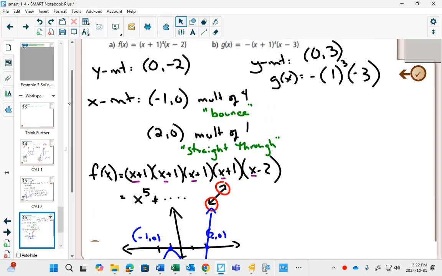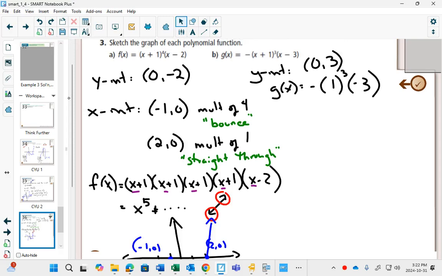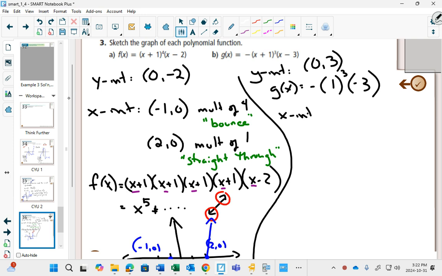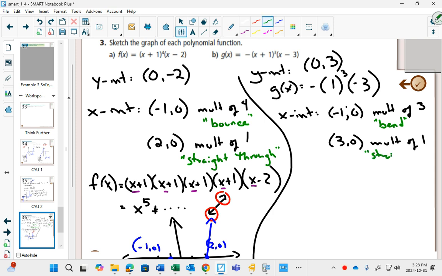For part B, the x-intercepts on part B are going to be at -1, 0. This one has a multiplicity of 3. That's going to be a bend. It's going to flatten out. And 3, 0, multiplicity of 1. Which means it's going to go straight through at that point.